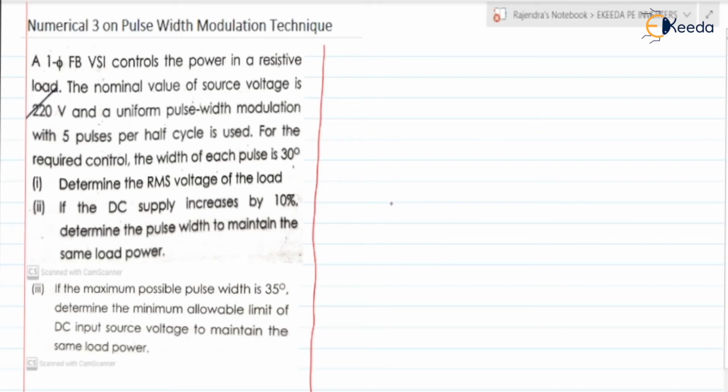A single phase full bridge voltage source inverter controls the power in a resistive load. The nominal value of the source voltage is 220 volt. So it is given source voltage, that is EDC, is equal to 220 volt. Next, a uniform pulse width modulation with 5 pulses per half cycle. So it is a multiple PWM technique that is used. Next, number of pulses per half cycle, that is P, is equal to 5.